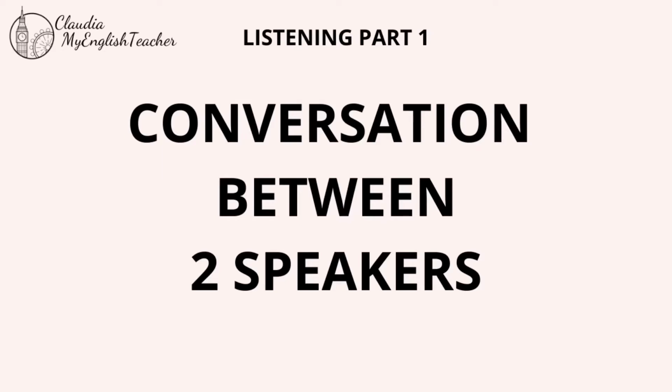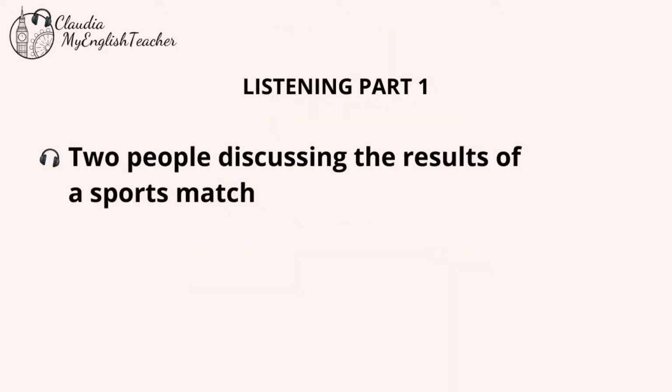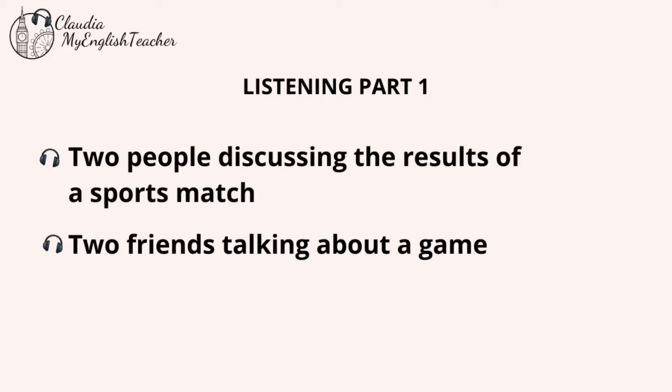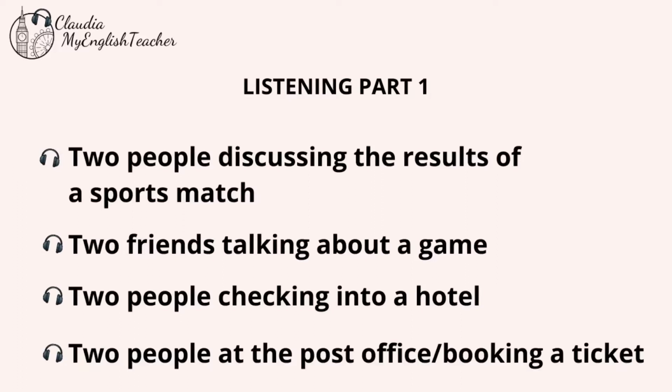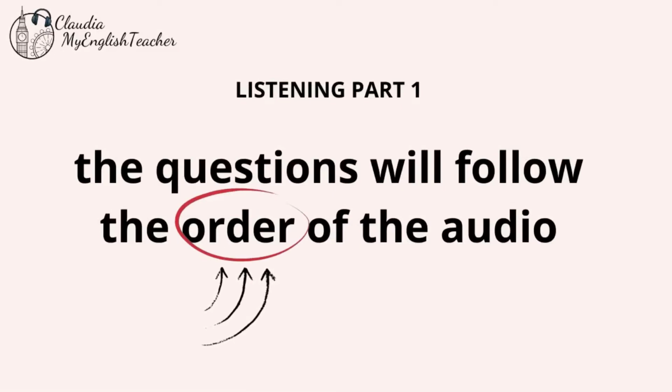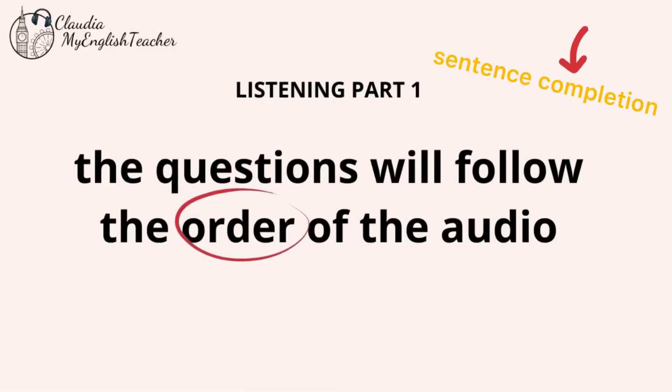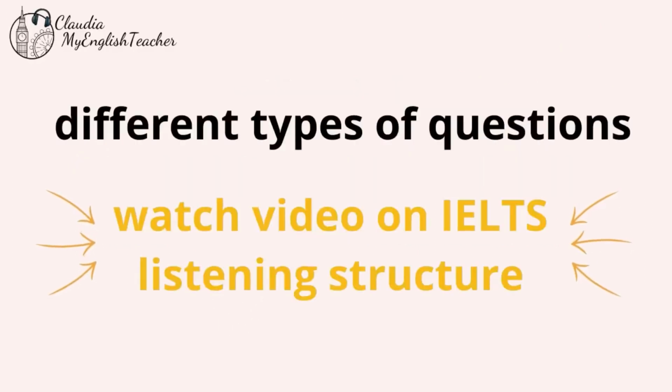The topics may vary. There could be two people discussing the results of a sports match, or two friends talking about a game, two people checking into a hotel, and two people at the post office or booking a ticket. The questions will follow the order of the audio, and it is very common to find sentence completion exercises in the listening part 1. If you're interested in knowing the different types of questions that could come up in the IELTS listening test, watch the video on IELTS listening structure, and I will explain all the different types of listening questions that could come up. There are about 7 in total.